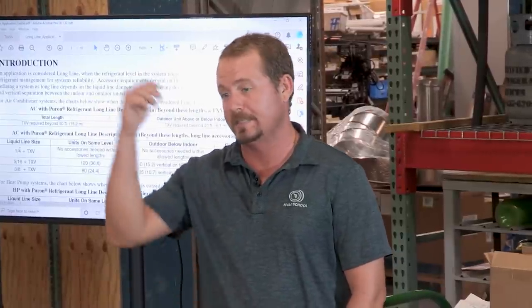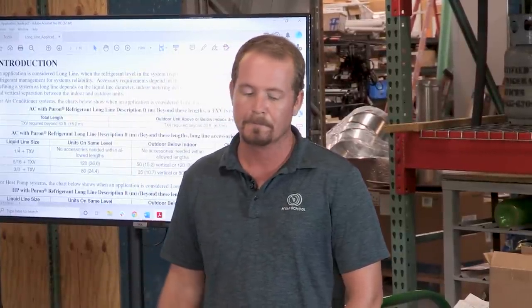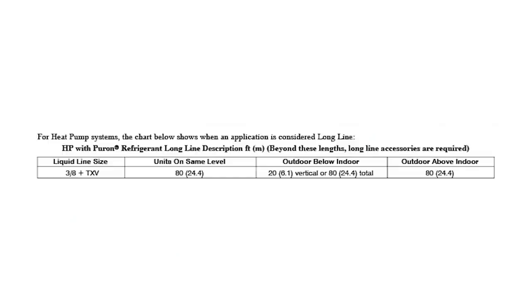Think about Vista K. It's a good example. I just named a name. A subdivision, right? A lot of those units are long line applications. Did they look at that and pay attention to whether we need additional accessories? No. For heat pump systems, the chart below is when the application is considered long line. So in heat pumps, it's even worse. Now we only have 20 feet. And this is going to be very typical, outdoor being below indoor. That's going to be very typical in residential applications.